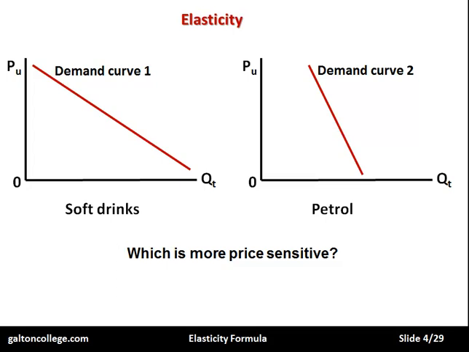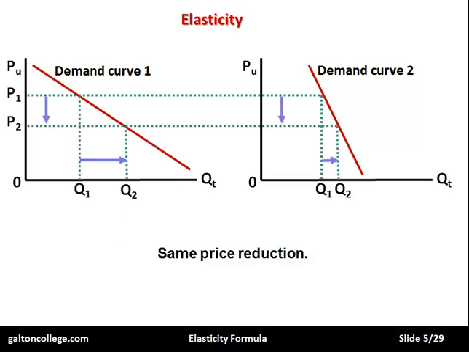So we've got a problem when we look at a demand curve. If we realize that demand curves for different products are different, it's difficult to get comparability because we're talking about different products. So if the price drops by the same amount, let's say from P1 to P2, you can see the demand curve on the left. The quantity demanded increases from Q1 to Q2, and that's greater than on the demand curve 2 on the right hand side.